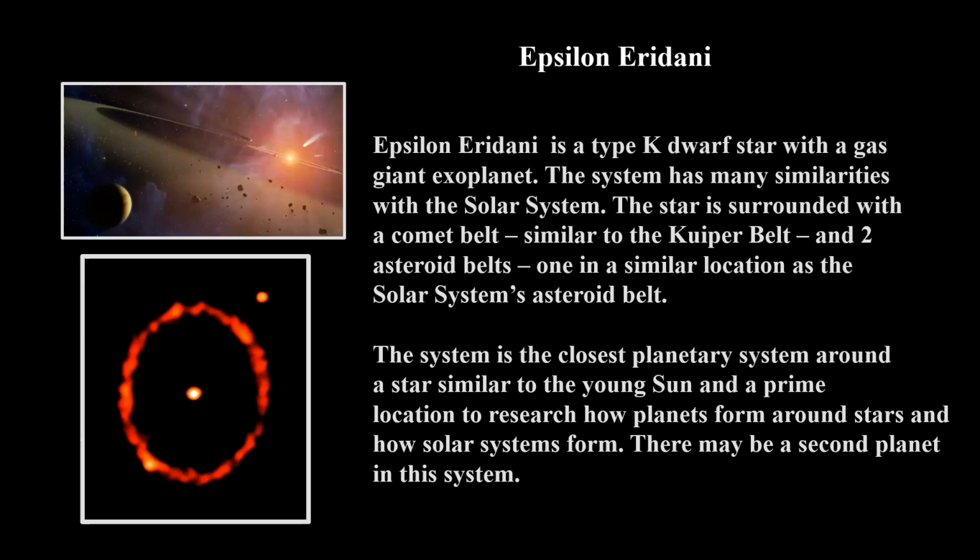It is about 800,000 years old, which is approximately the same age as Earth when life started to form. Epsilon Eridani also is surrounded by a belt of comets, similar to the solar system's Kuiper belt. The system also has 2 asteroid belts, one at about the same location as the solar system's asteroid belt, and one much more distant one, around the orbital distance of Uranus.